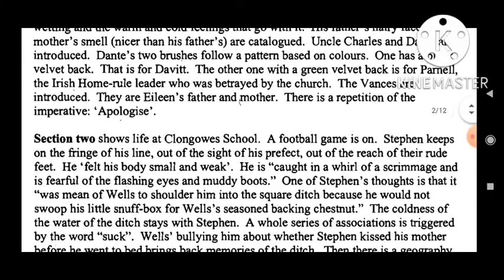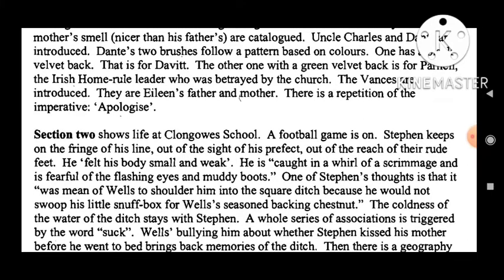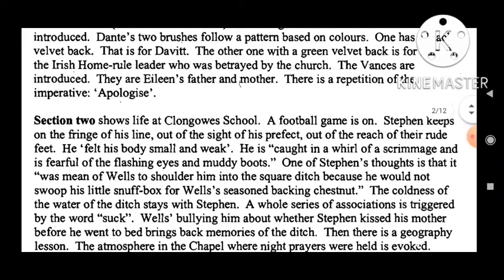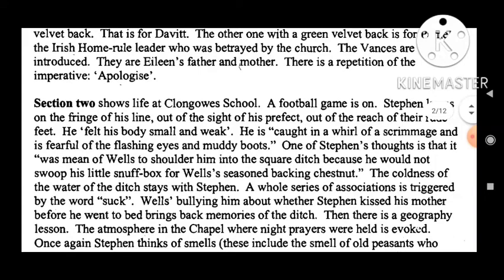The other one with a green velvet back is for Parnell, the Irish Home Rule leader who was betrayed by the church. The Vances are introduced. They are Ellen's father and mother.